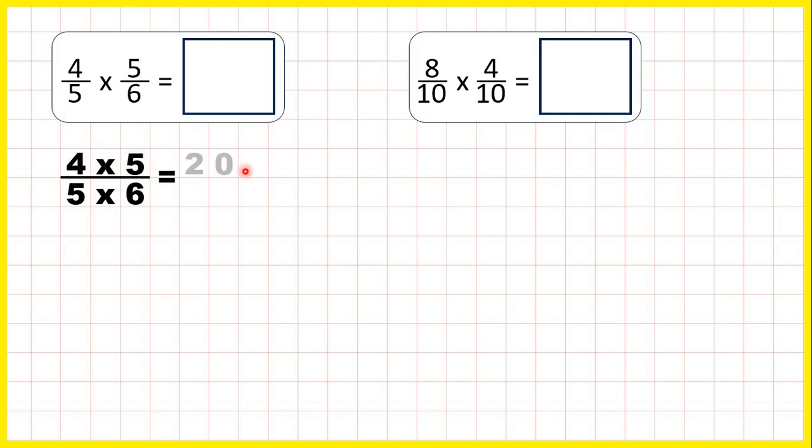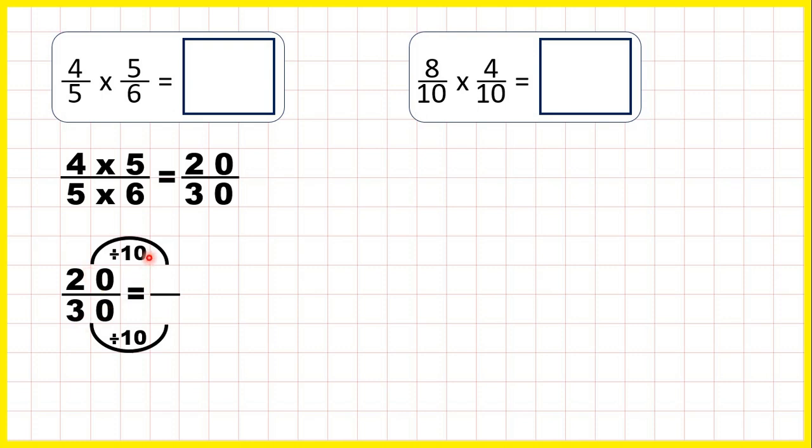So 4 times 5 is 20, 5 times 6 is 30. So we have 20 over 30, but we can simplify that fraction because 20 and 30 are both in the 10 times table. We can say that the highest common factor of 20 and 30 is 10, so that's what we're dividing by. 20 divided by 10 is 2, 30 divided by 10 is 3, so in its most simplified form, our answer is 2/3.